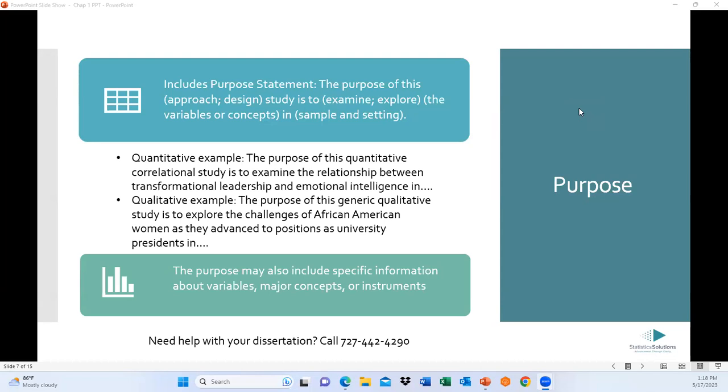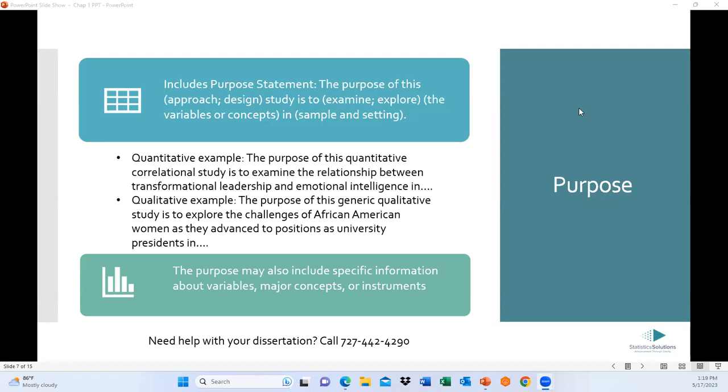So let's look at some examples. For a quantitative example, the purpose of this quantitative correlational, that's approach, design, study is to examine. The verbs are not so important. I typically use for quantitative studies verbs like examine or investigate. For qualitative studies that tend to be more exploratory, I use explore, but the verbs aren't so important. The other components are. The variables or concepts, right?